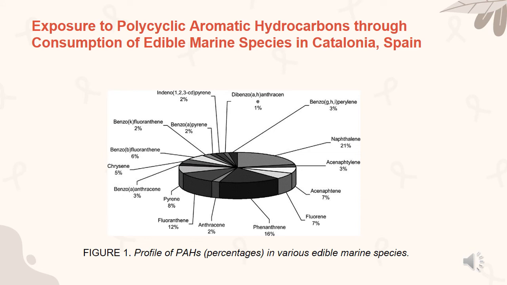Figure 1 shows the concentrations of PAHs through consumption of edible marine species from research in Catalonia, Spain. From the figure, naphthalene accounted for the highest percentage, which is 21% of total PAHs. Dibenz[a,h]anthracene had the lowest percentage, with only 1%. PAH mixtures with a high percentage of low molecular weight compounds, which have 2 or 3 rings, have been reported in aquatic environments polluted with petroleum.